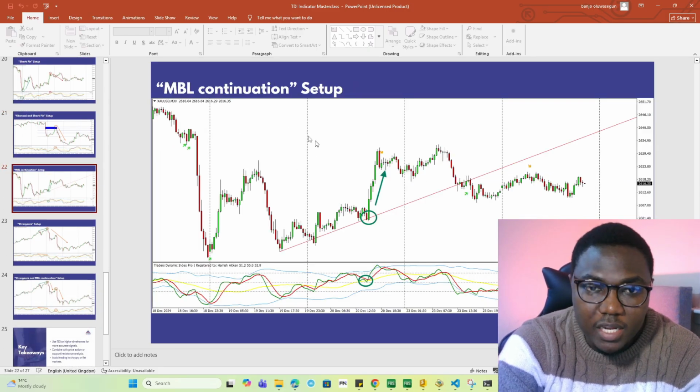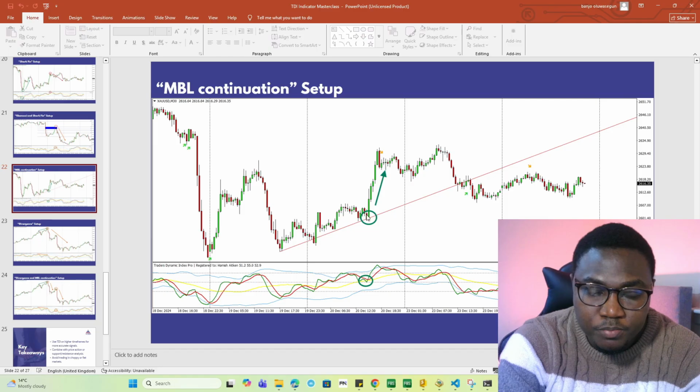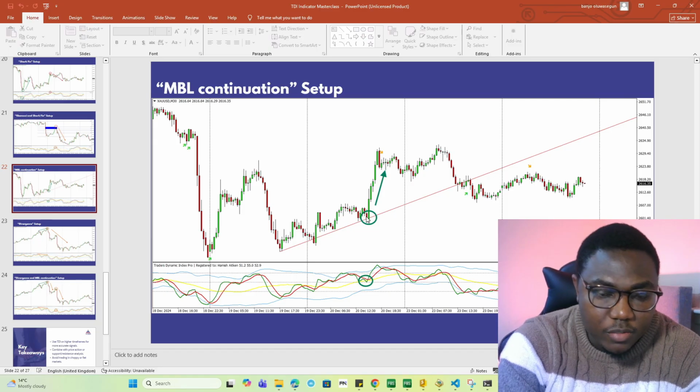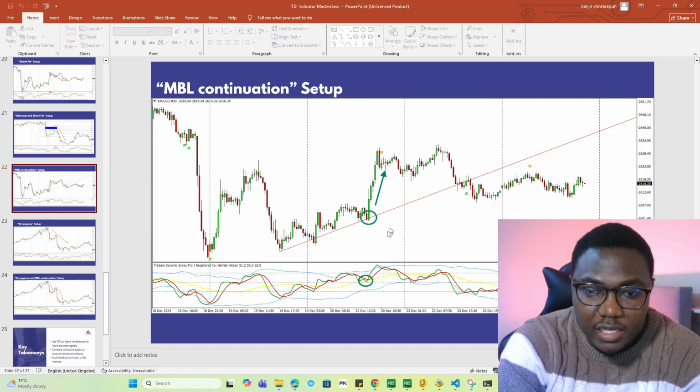Another setup is the market baseline continuation, and that is when, for instance, so this is also with a trend line. You can see the market is giving us higher lows, right? And on this touch on the trend line, you can see that the green and the red moving average is crossing above the yellow market baseline, and then we have this push to the upside. Okay.